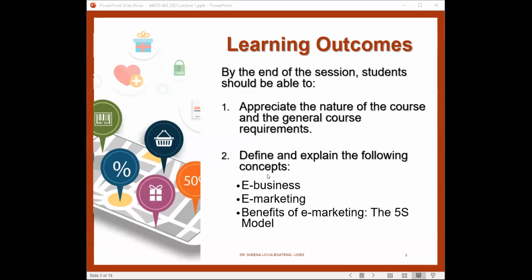Also, we will be able to understand certain core concepts that have to do with the course Electronic Marketing Essentials, particularly the concept of e-business, the concept of e-marketing, as well as the benefits of e-marketing as are explained through the 5S model.